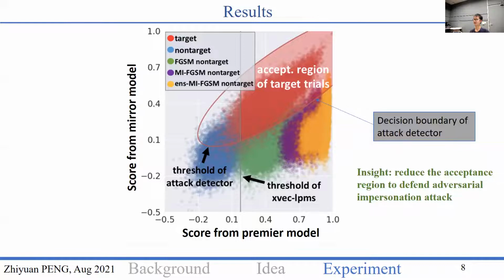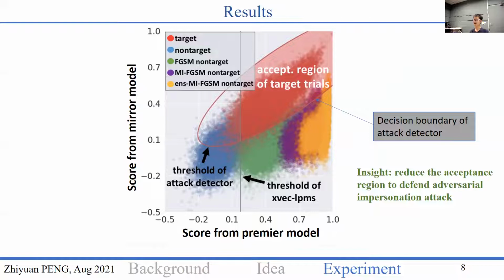For genuine target trials, the red dots, where the voice matches the claimed speaker, they should be around the top right corner. And for the genuine non-target trials, the blue dots, they should lie in the bottom left corner. This behavior shows the score consistency between the two models when there is no attack. But under adversarial impersonation attack, the non-target trials tend to move to the top right corner as the attack algorithm evolves, which are the green, purple, and yellow dots.